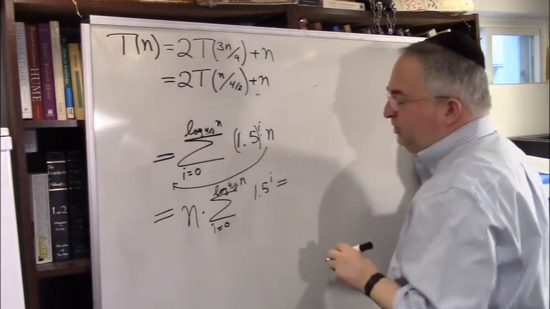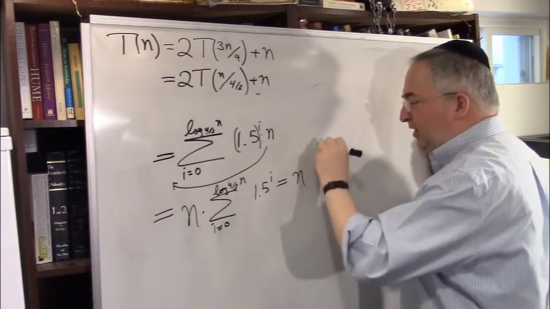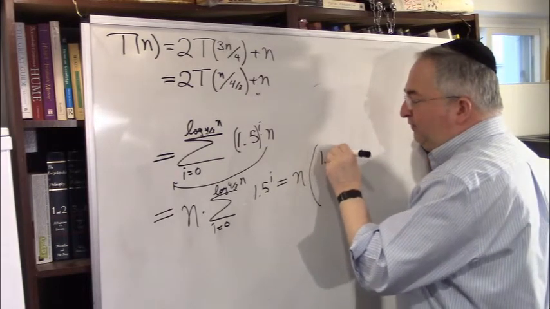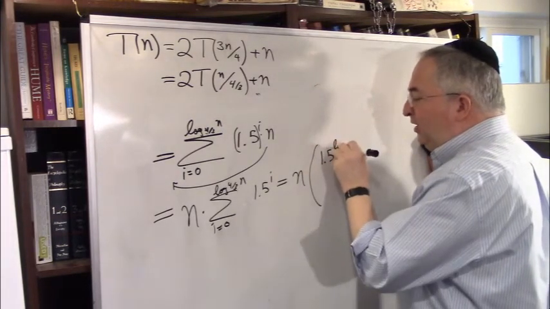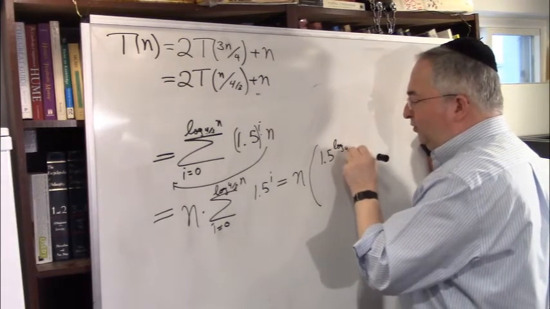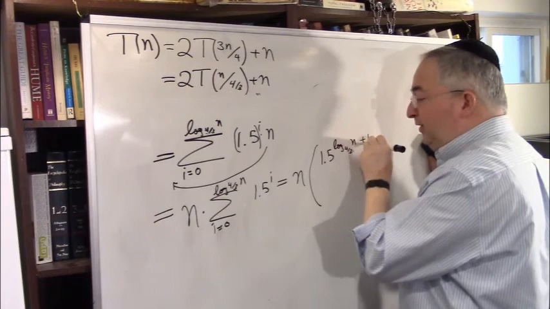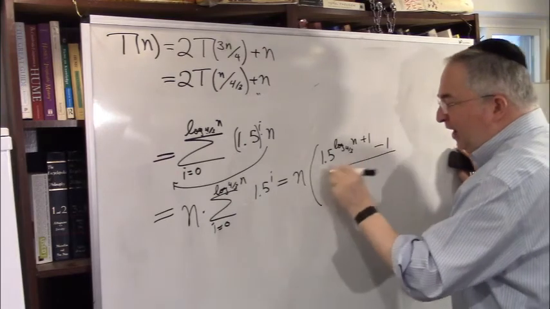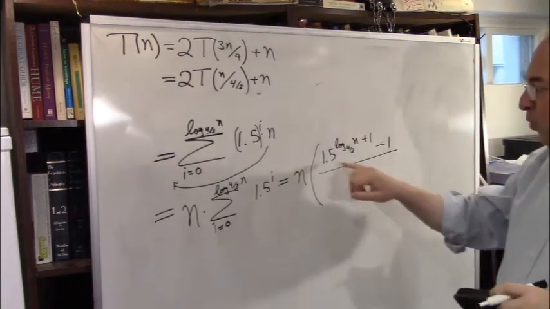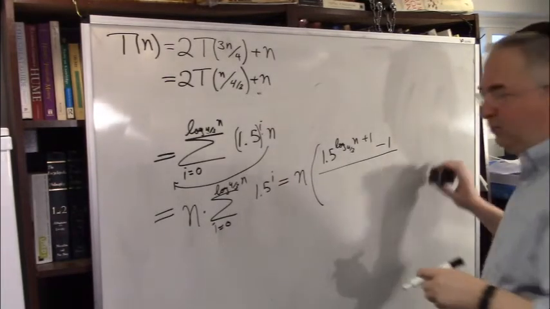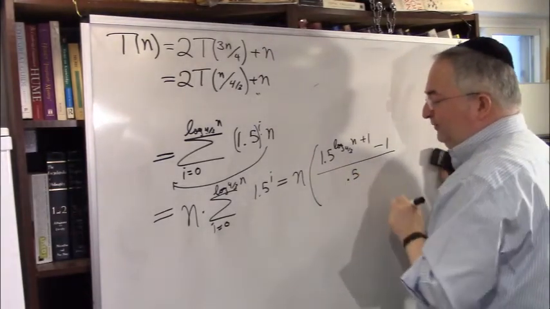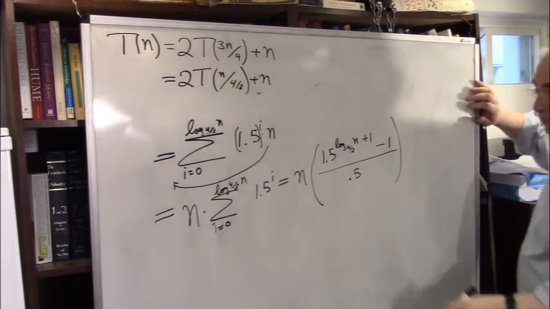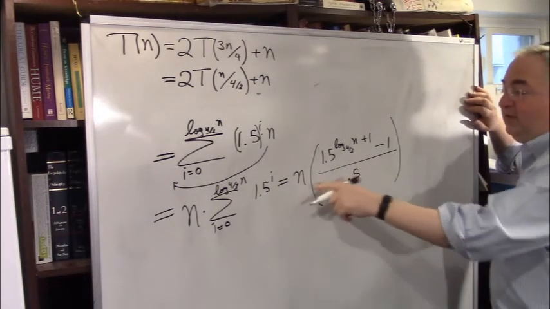Okay, let's use Mr. Geometric Series. So this is n, don't forget that n, times 1.5 to the log base 4 over 3 of n plus 1, don't forget the plus 1, okay, that's geometric series, minus 1 divided by 1.5 minus 1. What's 1.5 minus 1? 0.5. Okay, great. When you divide by 0.5, that's like multiplying by 2.